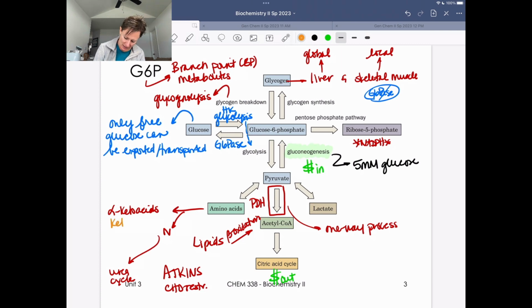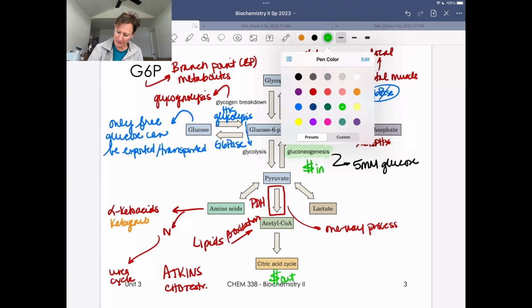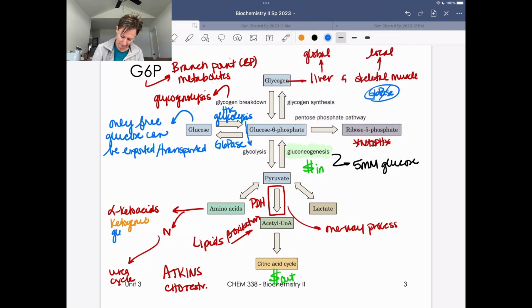We could have ketogenic, and then we can have glucogenic. So highlighting where these amino acids could kind of go back in, right? If we've got ketogenic amino acids, those amino acids resemble acetyl-CoA. So that's where they can enter in this metabolic pathway.